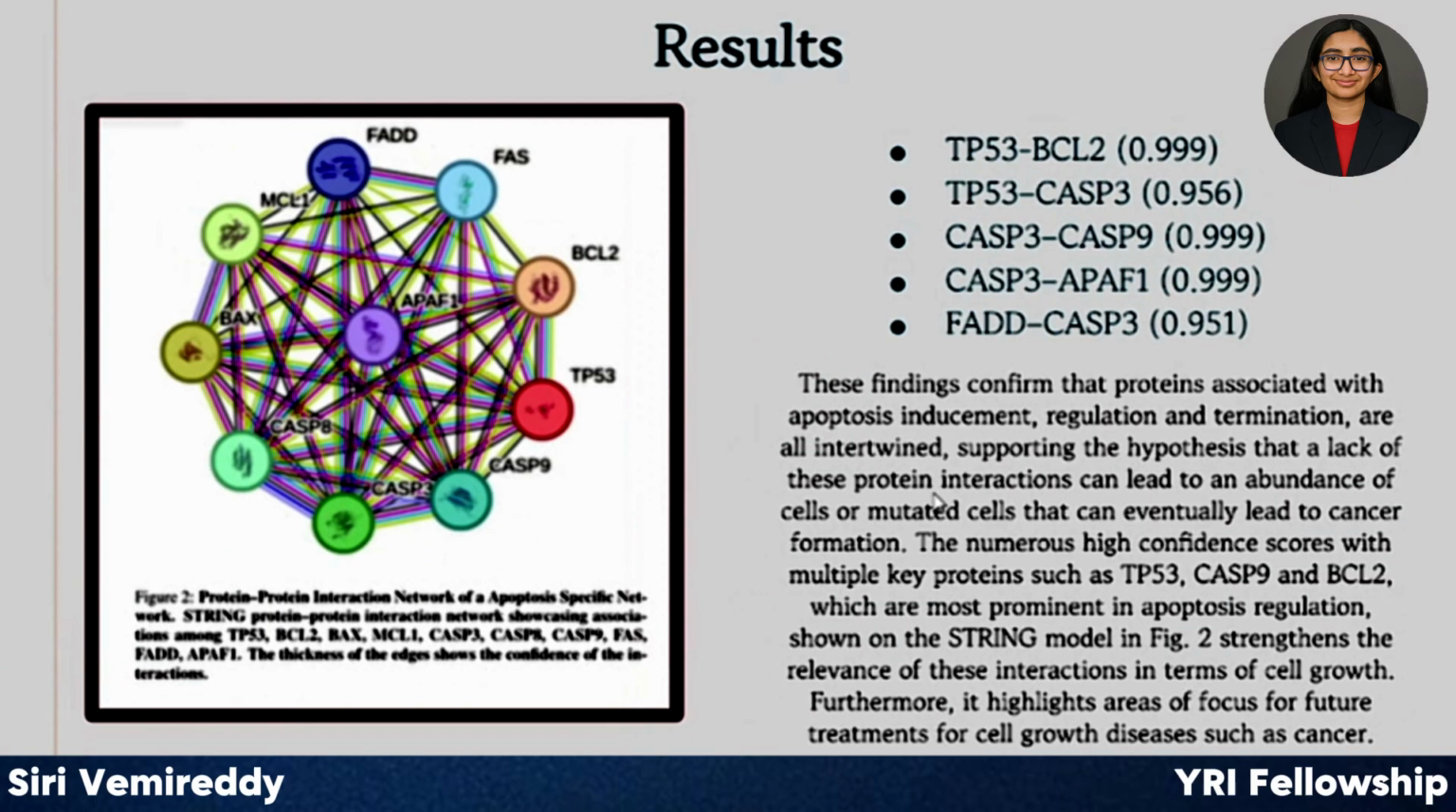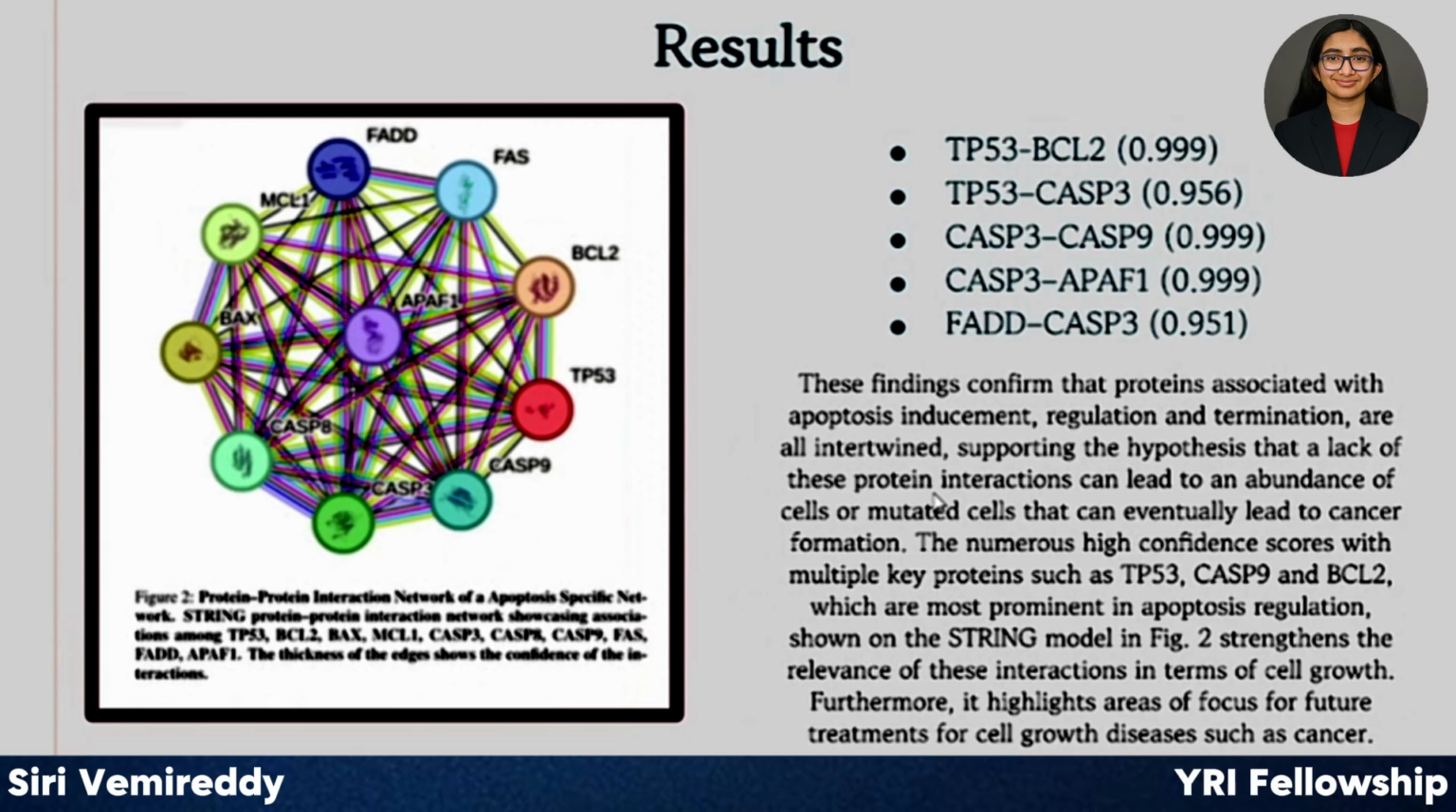So now moving straight into figure 2, we have an apoptosis-specific network which was created with the TP53, BCL2, BAX, MCL1, CASP3, CASP8, CASP9, FAS, FADD, and APAF1 proteins. And on the right, as I said earlier, we have our 5 key protein-to-protein interactions with the highest confidence level out of the entire figure.